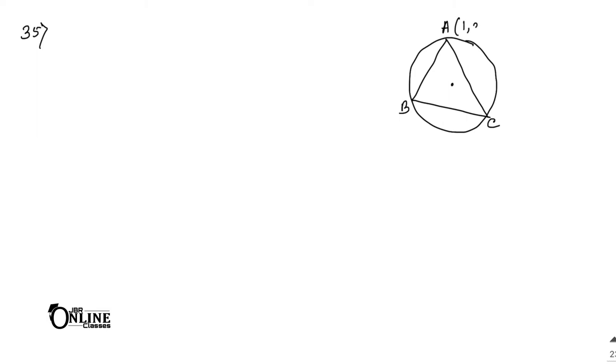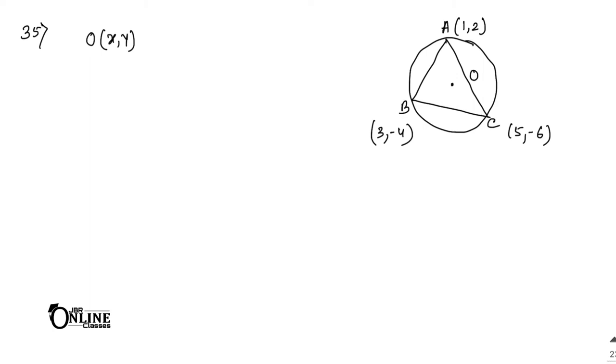Suppose here A is (1, 2), B is (3, minus 4), and the next one is (5, minus 6). And suppose the center is O, and you have to find out the coordinate of O. So first, let the coordinate of O be (x, y), clear?